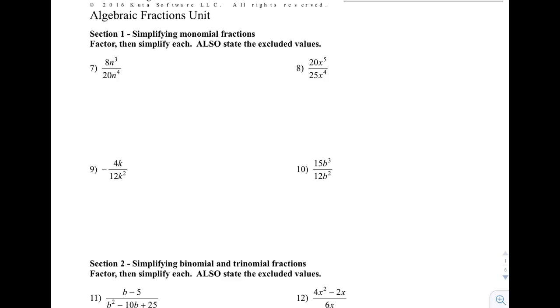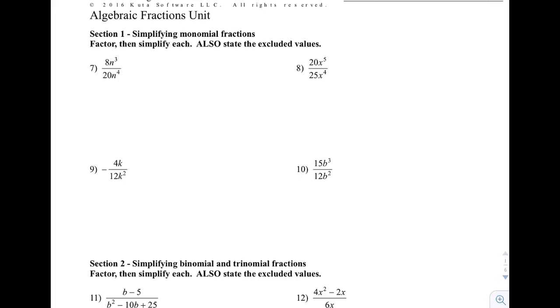In this first section of our algebraic fractions unit, we're going to look at simplifying. That's what we're going to do in our first couple sections, and what you're going to find is that every section actually requires us to simplify fractions at some point. So this is a skill we will reuse all the way through.